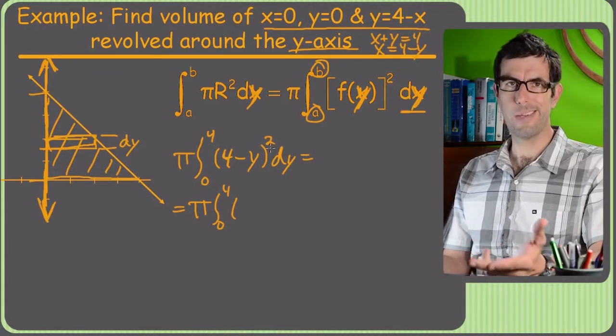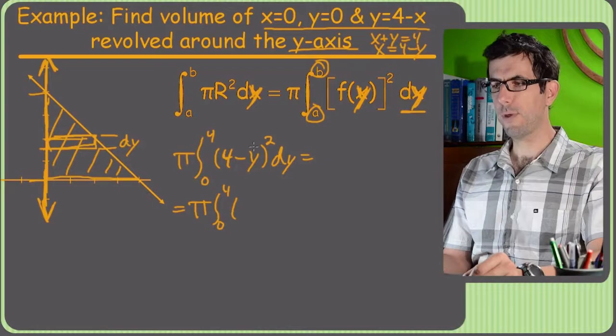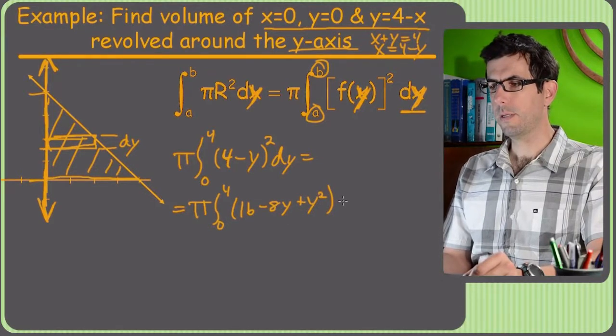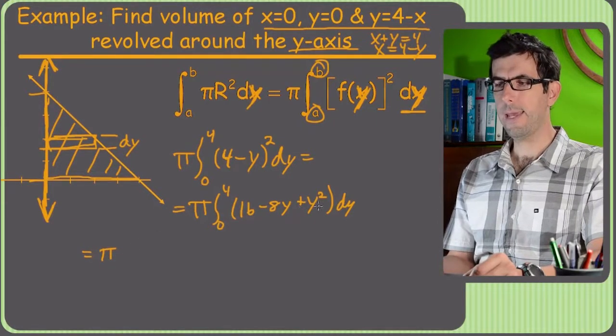We could, again, integrate this using the power rule, but I say, hey, why mess with that? Let's just FOIL out the (4 minus y) quantity squared. So that'll give us 16 minus 8y plus y squared dy. All right, so that's going to equal pi. And now I'm ready to integrate.